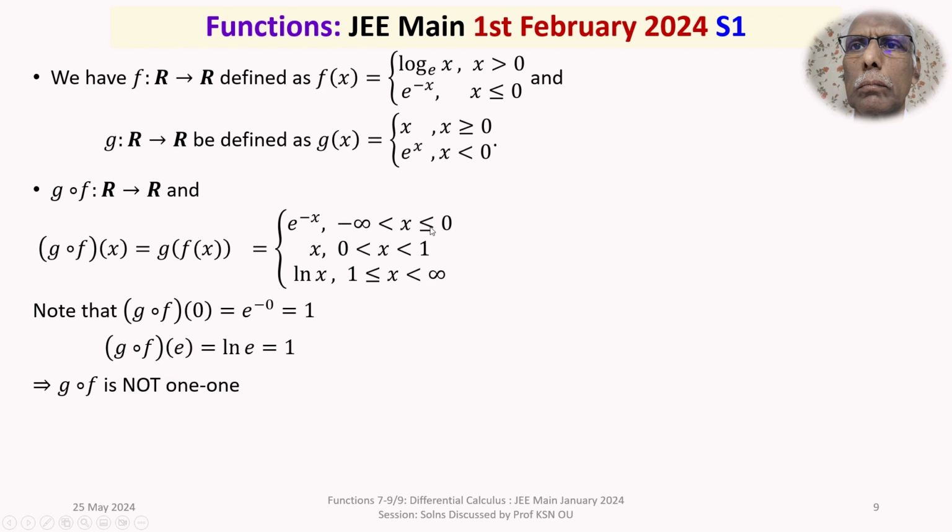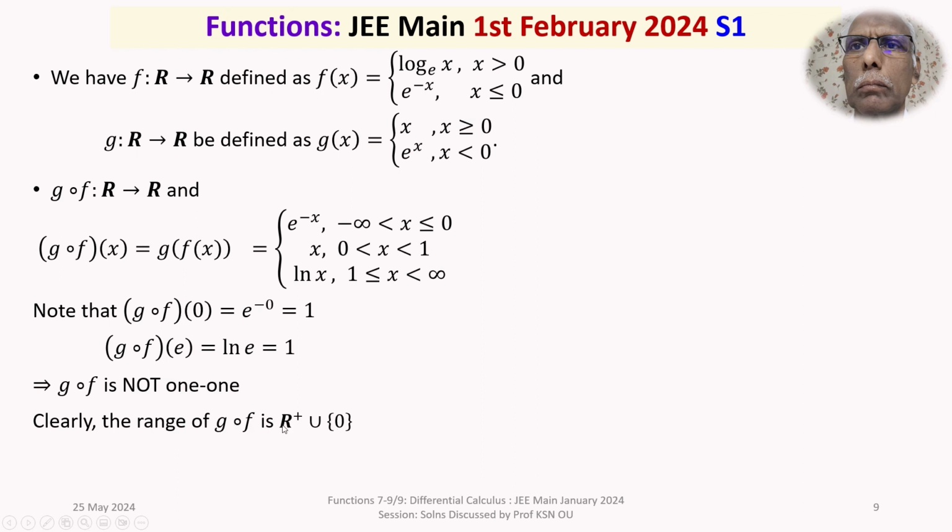So what are all the images? All images are all positive real numbers including 0. So all the images means the range of G compose F is all positive real numbers including 0. That means non-negative real numbers. So this is the range.